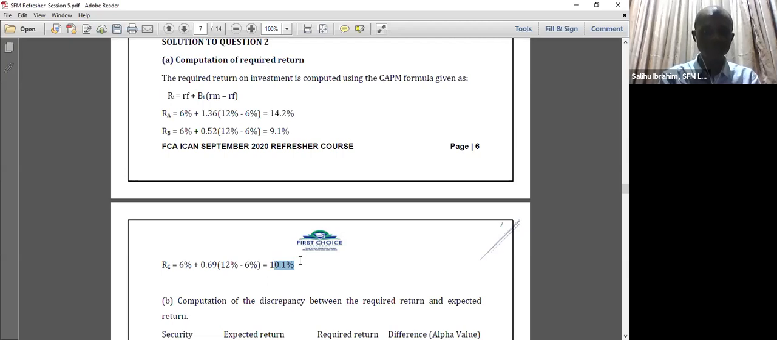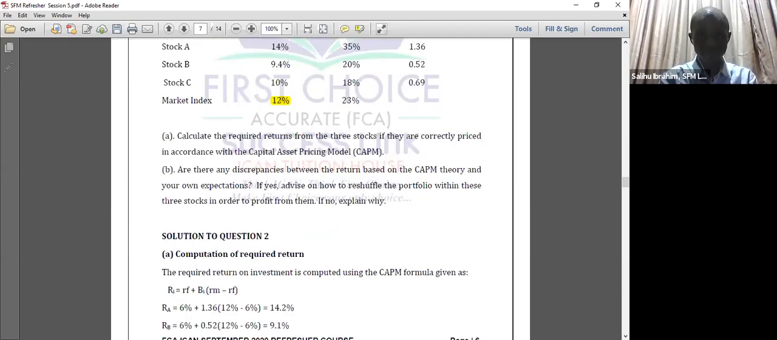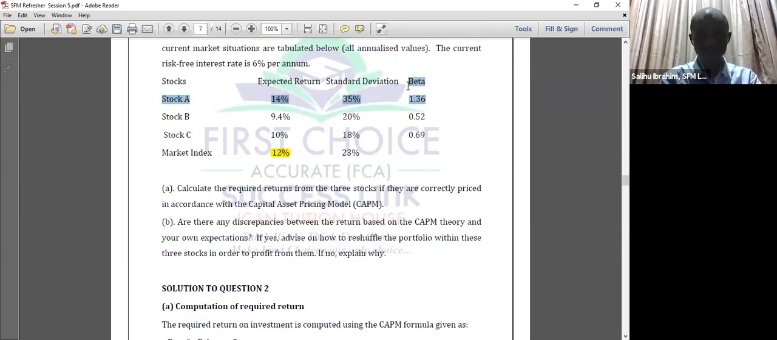Let me also tell you that sometimes the question will not give you this beta. Are we together? The beta may be hidden. The examiner will just hide the beta. They will not give you the beta, and they ask you to calculate required return. And you cannot calculate your required return without your beta.